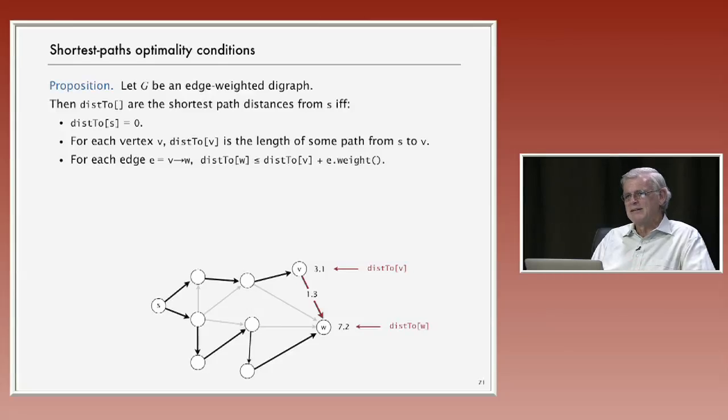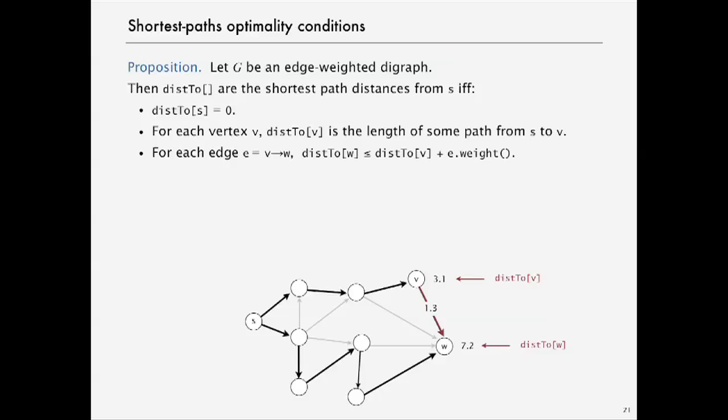The key point is that the dist2 array represents shortest path distances from the given source S if and only if these two conditions hold. The first thing is, for every vertex, dist2V is the length of some path from S to the vertex, and our algorithms will always ensure that. And then the second thing is, for every edge VW, the dist2W that we have stored is less than or equal to dist2V plus the weight of the edge from V to W. That's the shortest path optimality conditions.